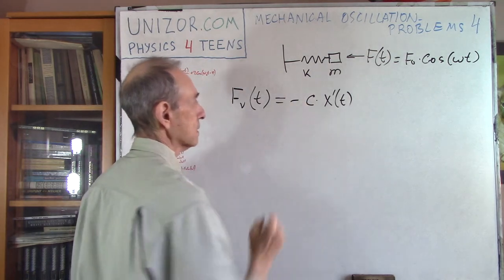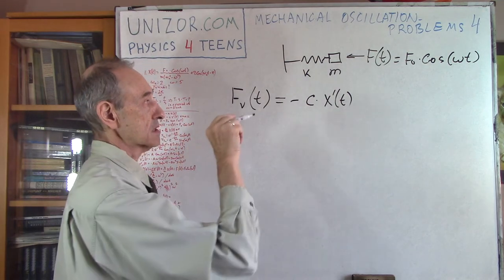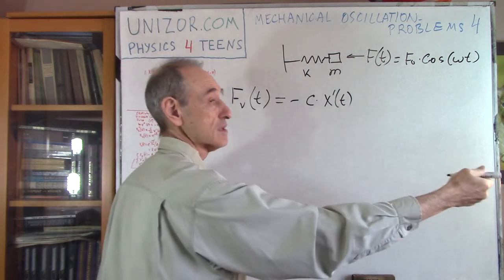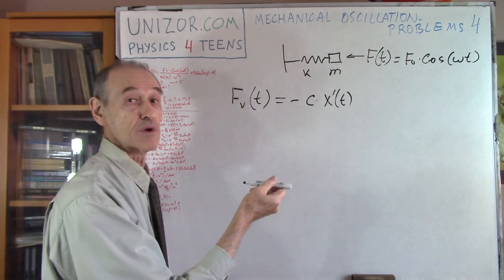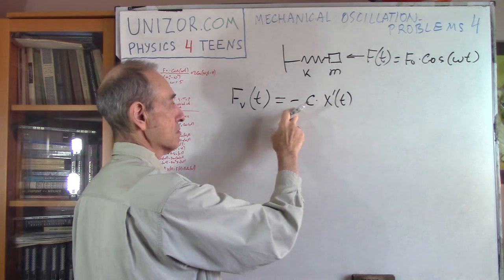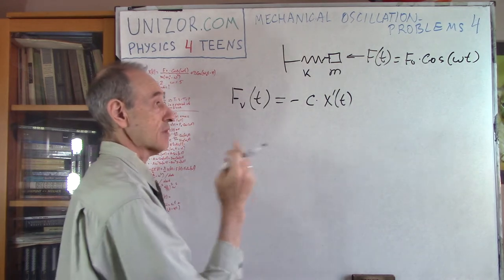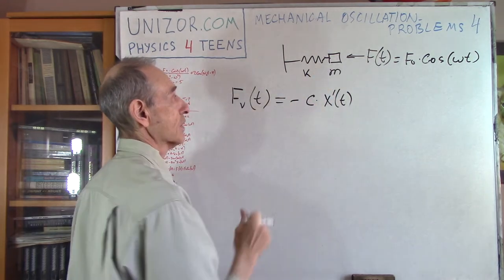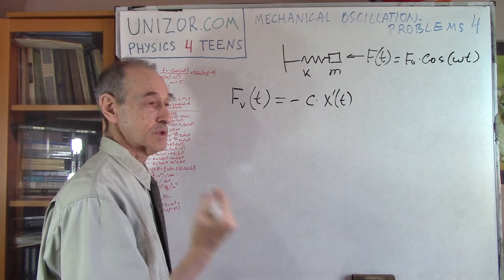But I have to put a minus sign, because if the speed is in one direction, the resistance force is resisting, which means it's directly opposite. So that's why there is a minus sign. Same thing, very analogous to a spring, to the force of the spring.